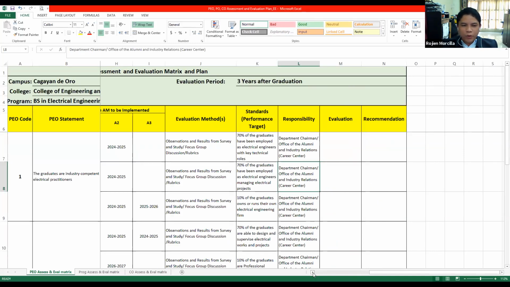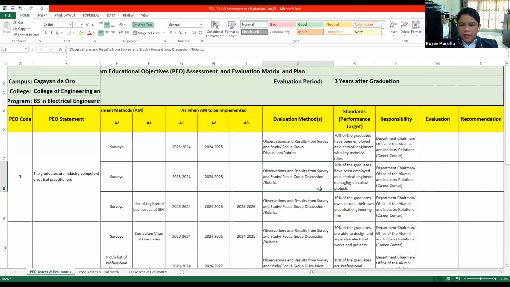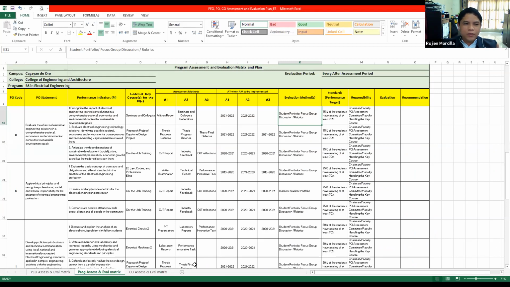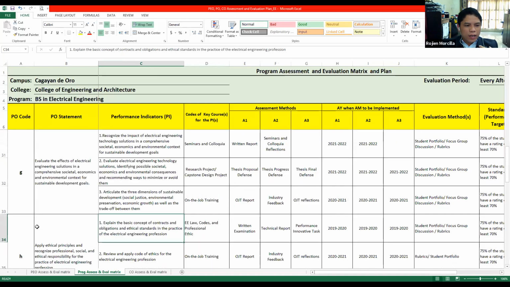So this is just an example. Number 2 is a different PI, with its own year or academic year of implementation. Then survey or rubrics. Later on, there are samples from other schools that created rubrics for each outcome, where you add standards, targets, etc. Now, that is for the PEOs. Next is the program outcomes. There are many of them. For electrical engineering programs like ours, we have letters A to N.